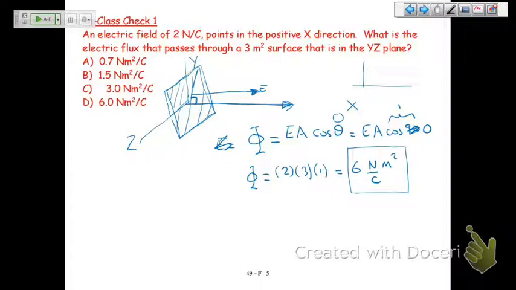So the surface is in the YZ plane, right? And the surface is in the YZ plane. Yeah. Cool. It's funny how you make slips and you just glide through it. So that's that.